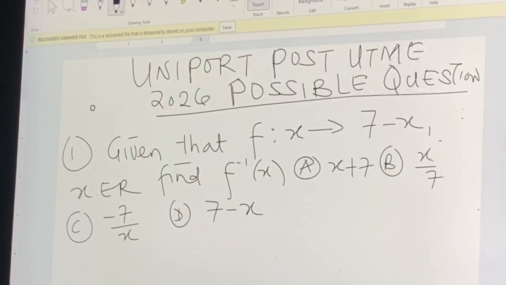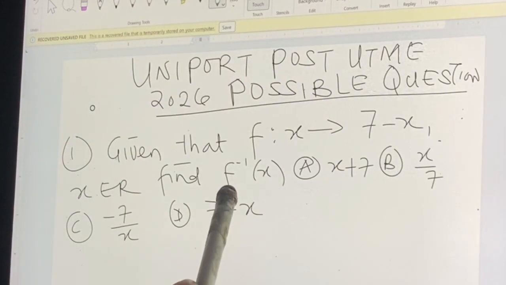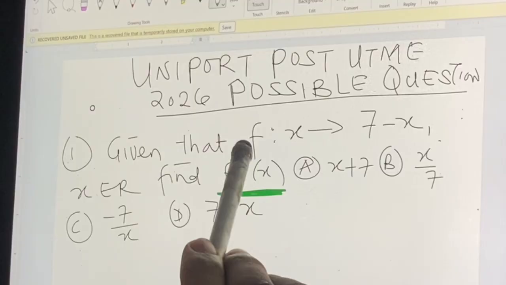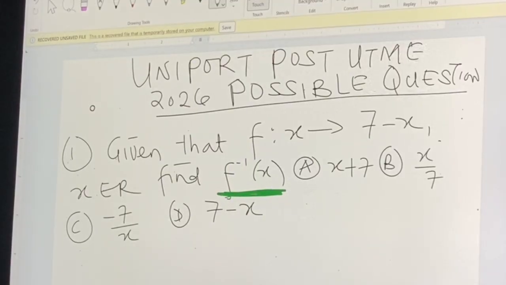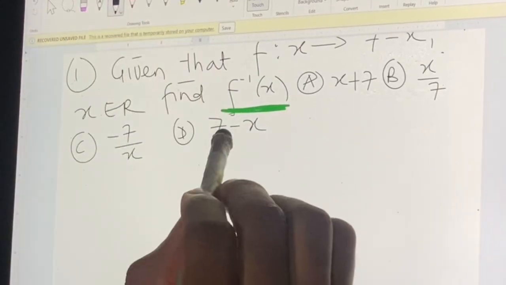Whenever you are asked to solve questions in mathematics, the first thing is to obey the last command. So we are asked to find the inverse of this function here. This represents the inverse of a function. Whenever you have f raised to power minus 1 of s, we call it the inverse of a function. Please take note.